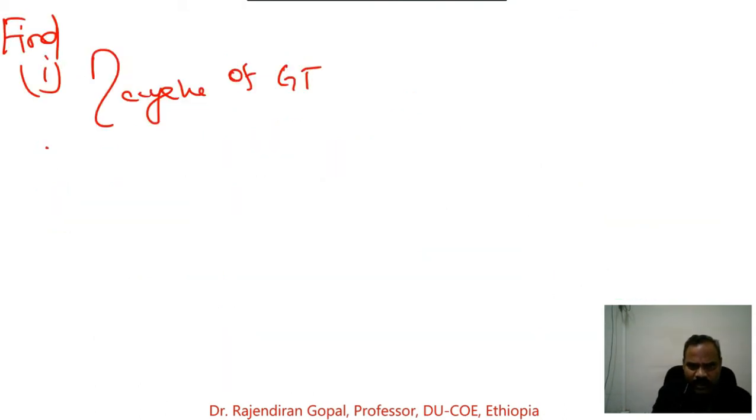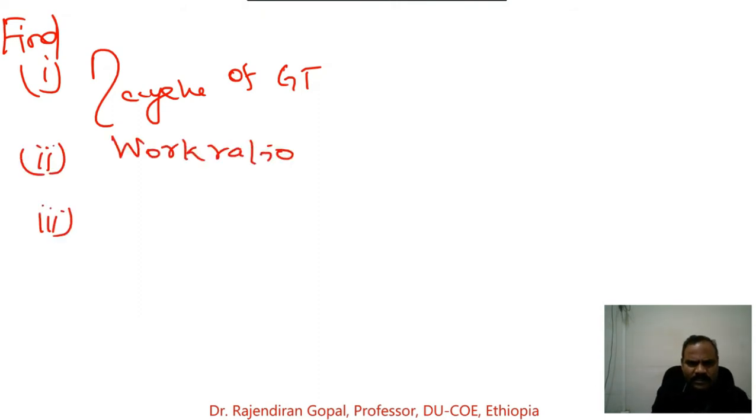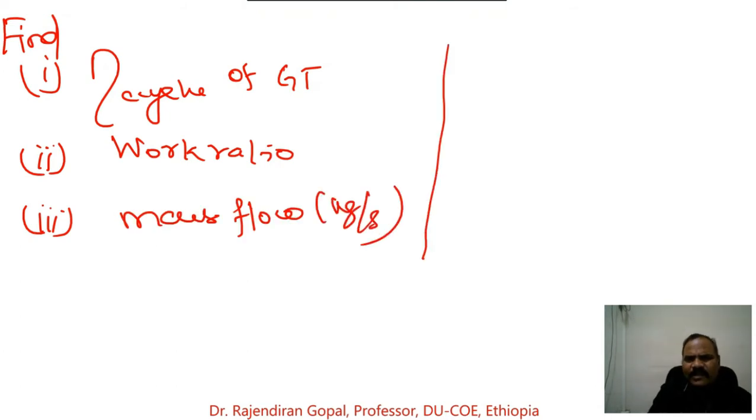Find one, overall cycle efficiency of gas turbine. Second one is work ratio. Third one is mass flow in kg per second. For finding this, overall cycle efficiency is equal to work net divided by heat supplied.